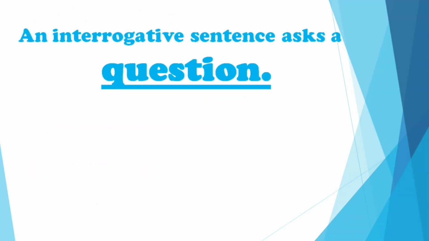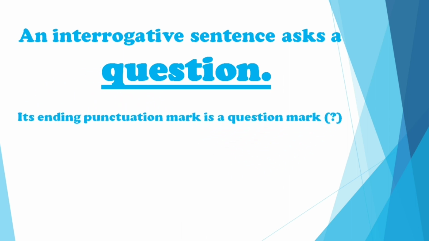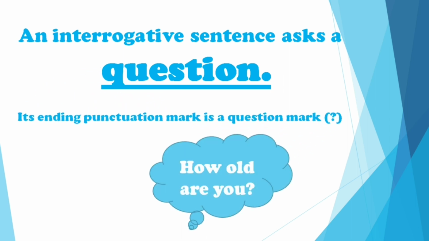The interrogative sentence. An interrogative sentence asks a question. Its ending punctuation mark is a question mark. For example, how old are you? This sentence asks a question and it ends with a question mark. That is why it is called an interrogative sentence.